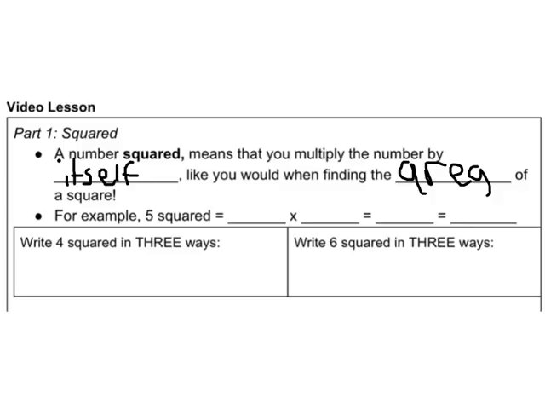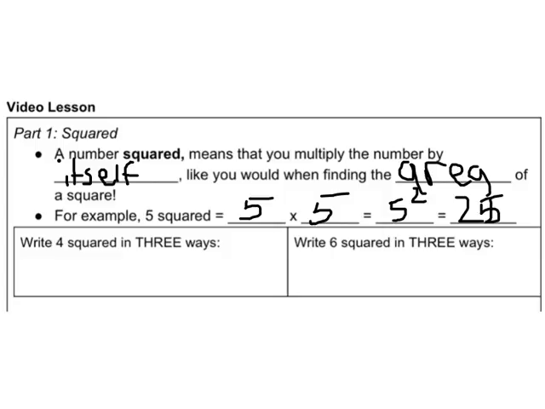For example, 5 squared equals what? 5 times 5. How can we write this in exponential notation? 5 to what power? Right, 5 squared, or 5 to the second power, which equals 25.